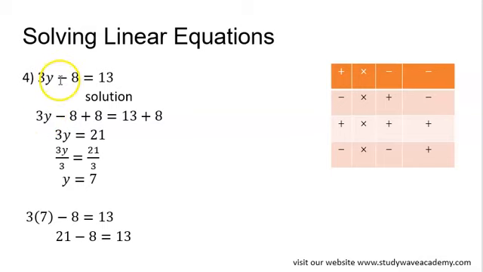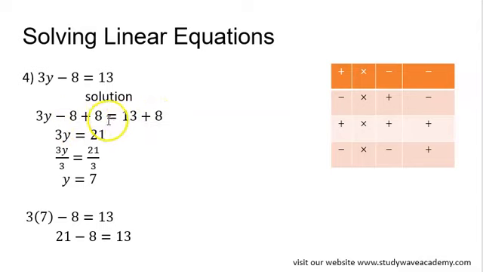So we first of all do the opposite of minus 8 on both sides to remove this 8. The opposite of minus 8 is what? Plus 8. And we're also going to add it to this other side of the equal sign. Okay, so we have 3y minus 8 plus 8 equals 13 plus 8.